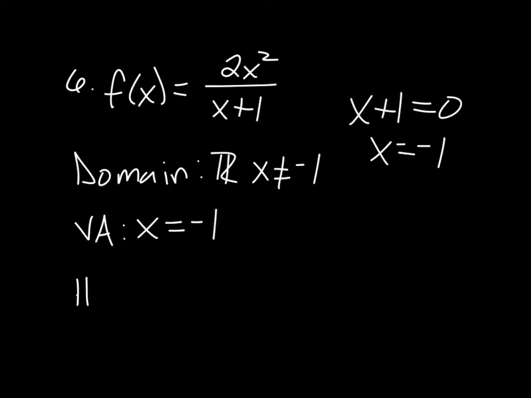And now for the horizontal asymptote, we're just comparing the degrees of the numerator, 2, to the degree of the denominator, 1. Since the degree of the numerator is bigger than the degree of the denominator, there are no horizontal asymptotes.